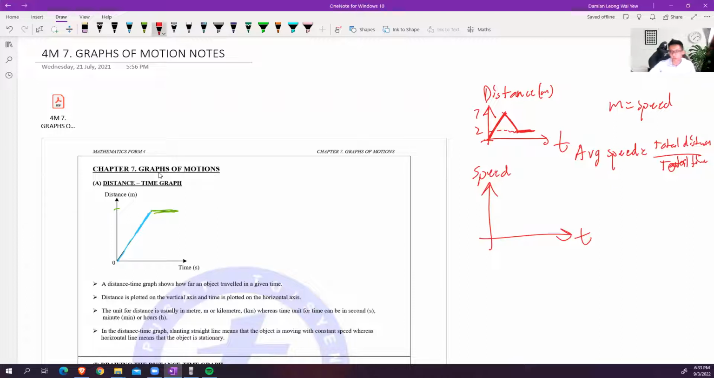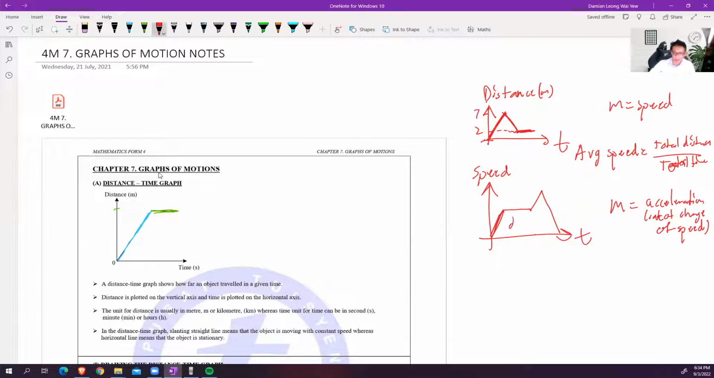And for speed against time graph, horizontal line means constant speed. It doesn't mean it's not moving, it's just constant speed. Not moving means speed is 0. So if I have something like this, when I find the gradient, I'm finding the acceleration, or I can also call it rate of change of speed.